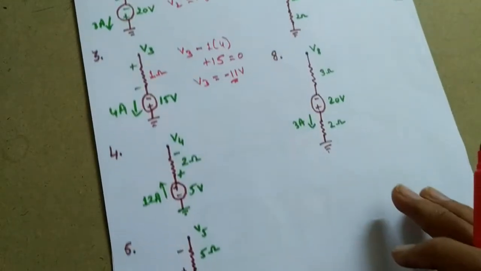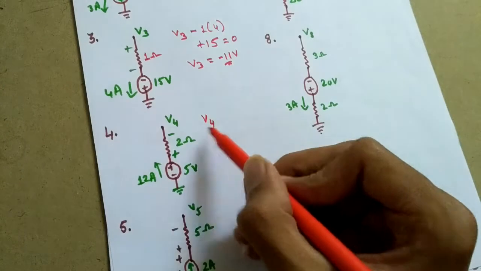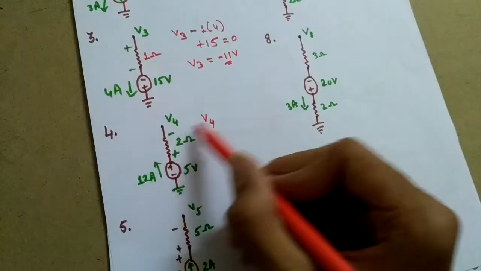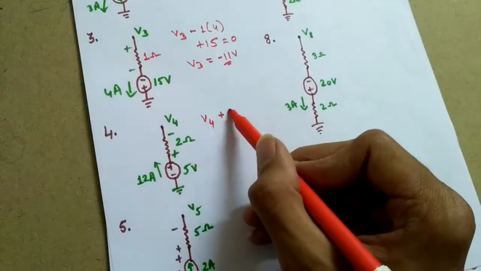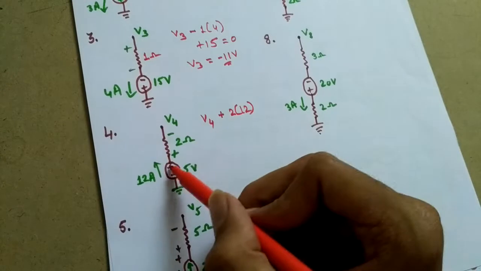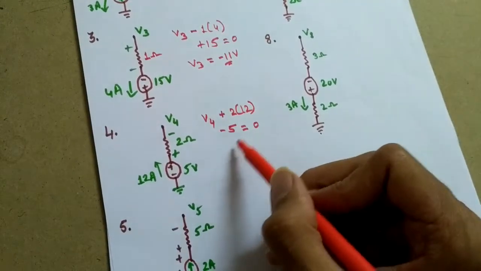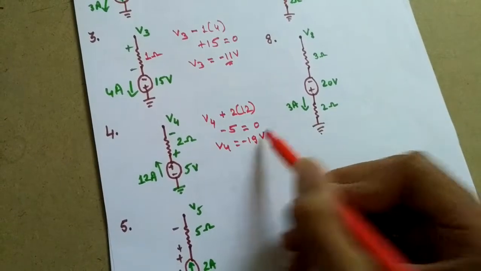Similarly, this is V4. We are moving in the downward direction, and the current is in the upward direction, so the current is in the opposite direction. So we will write plus 2 into 12, and this is plus, so we will write minus 5 equals 0. So this is 24 minus 5, that is nothing but 19, so we will write minus 19.